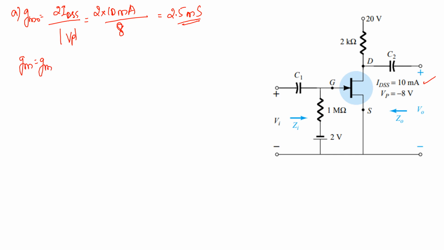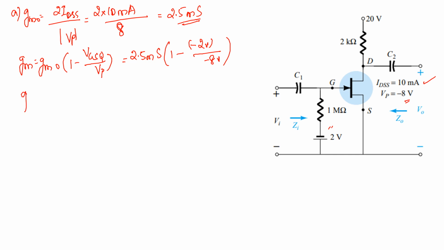gm is equal to gm0 into 1 minus VGSQ divided by VP. Okay, so what is your value? gm0 is 2.5 millisiemens into 1 minus VGSQ, which is minus 2 volt, divided by your VP, which is minus 8 volt. After the calculation, you will be getting gm equal to 1.88 millisiemens, right? So gm you have got.